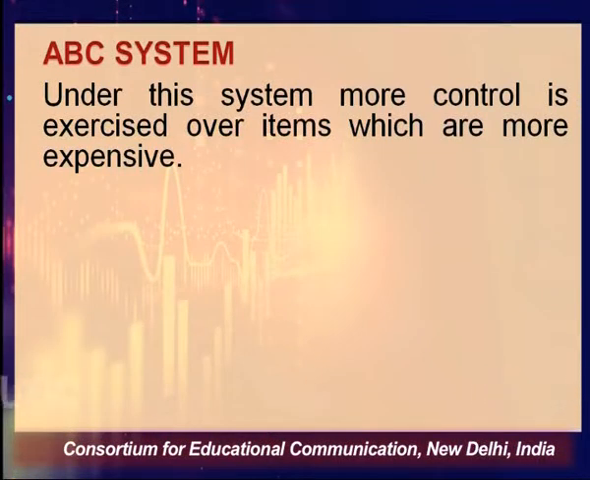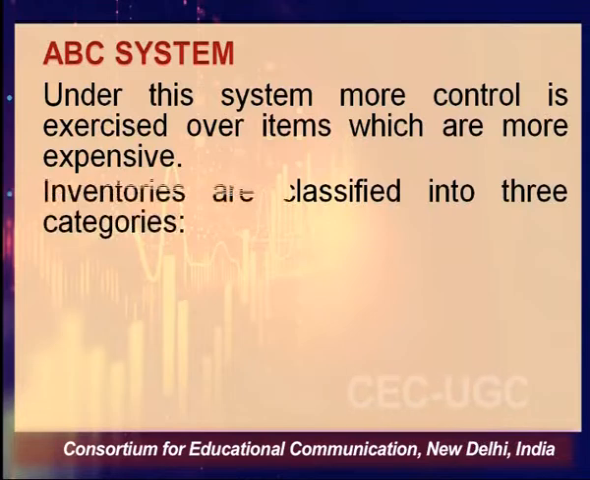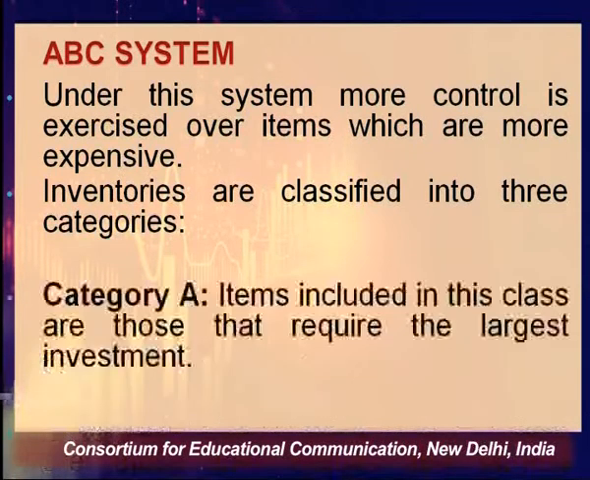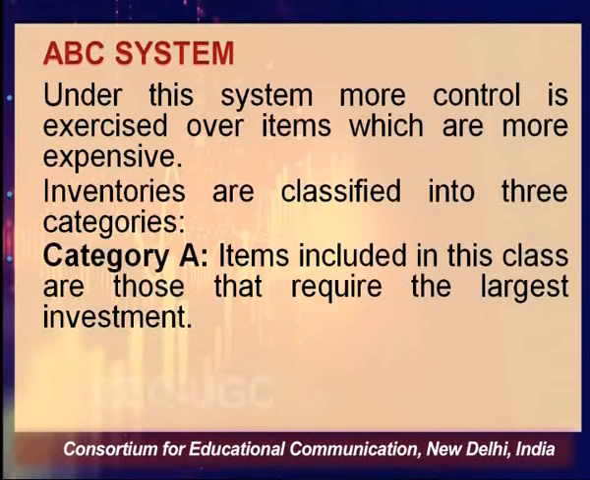This system suggests that we should exercise greater control over items which are more expensive, which have greater value. Remember, I am not talking about the quantity, I am talking about the expensiveness, or you can say the cost of that particular inventory on which we have to exercise the control. On the basis of that, inventories are classified into 3 different categories, category A, B and C, and that is why we call it the ABC system of inventory management.